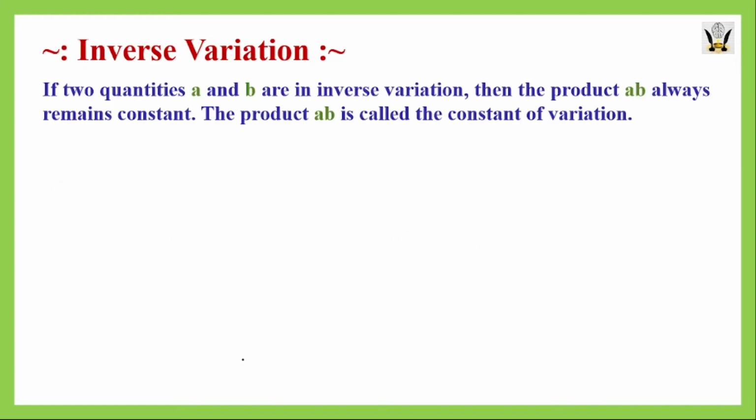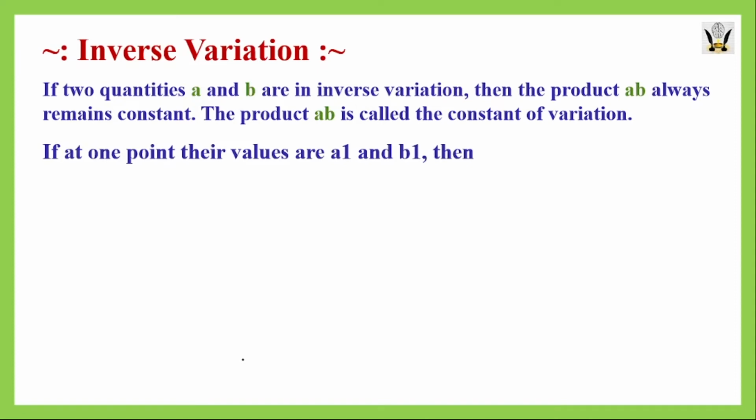So we can say now that if two quantities A and B are in inverse variation, then the product AB of the two quantities always remains constant, and this product AB is called the constant of variation, and this constant is in case of inverse variation. So this is the criteria of inverse variation.